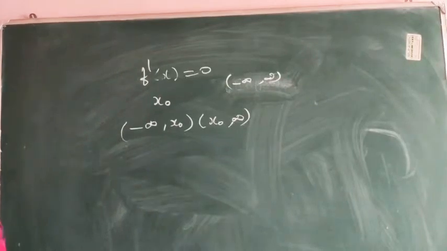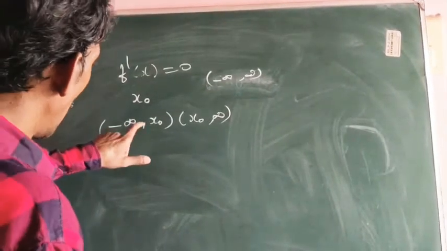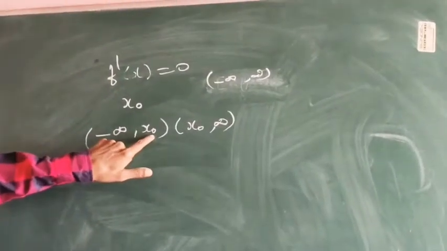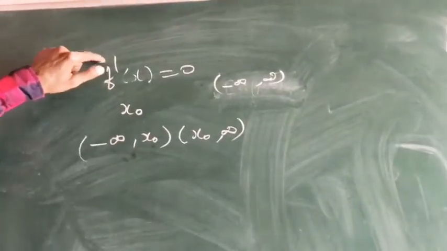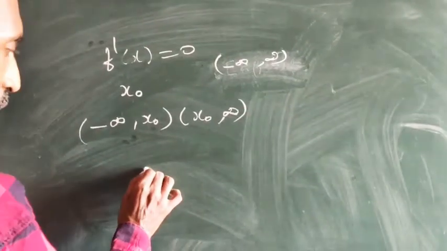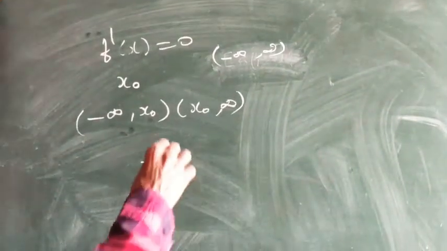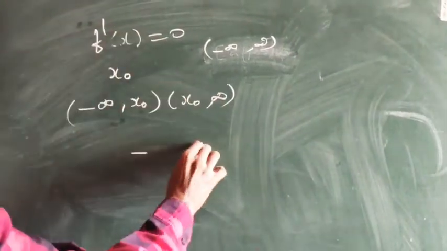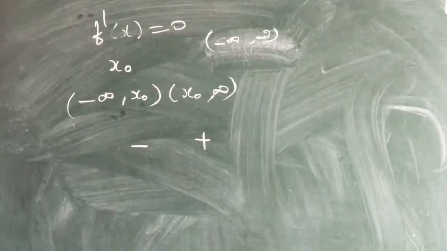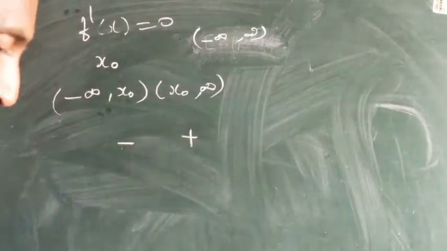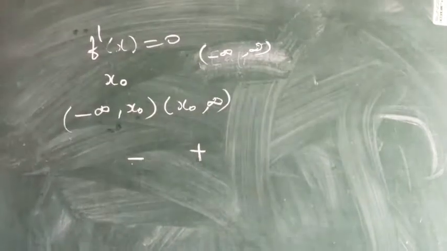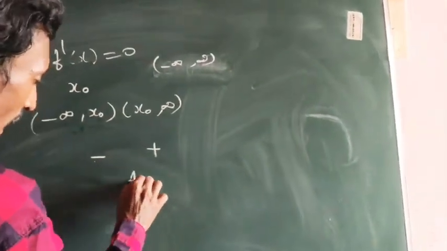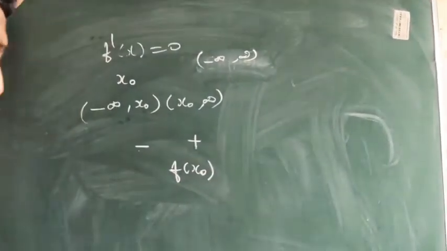Now put any value from the first interval, between minus infinity and x naught, in the first derivative. Suppose the first derivative value is negative. Similarly, put any value from the second interval. Suppose the first derivative is positive. If the sign changes from negative to positive, that x naught gives the local minimum, and the corresponding f of x naught is the local minimum.